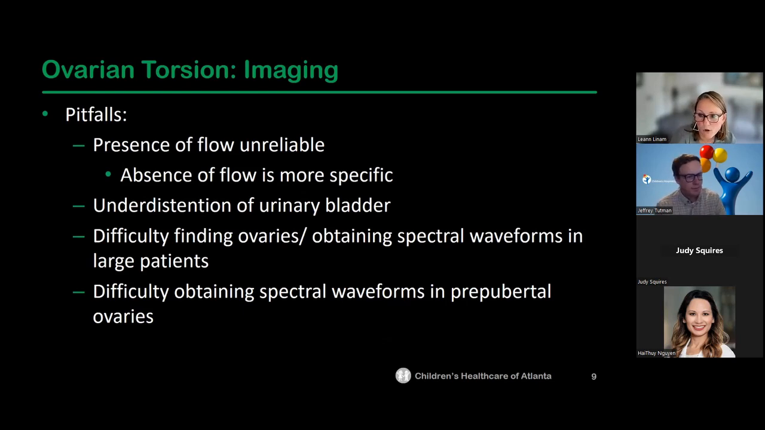So pitfalls for ultrasound for the evaluation of ovarian torsion. The presence of flow is unreliable. If you see absent flow, that's more specific, but the presence of flow really is not. Sometimes it's hard for these girls to get a distended urinary bladder. So that can make seeing the ovaries difficult. In large patients, seeing the ovaries is difficult, and obtaining spectral waveforms can be difficult in large patients. And then in prepubertal ovaries, those can also often be hard to find, and it can be hard to obtain spectral waveforms.